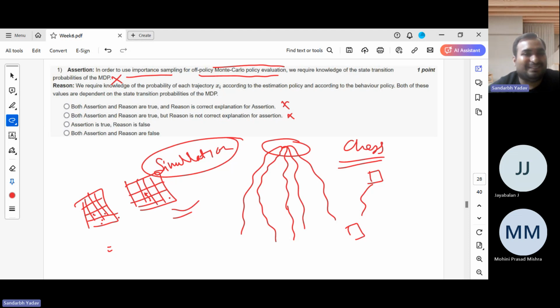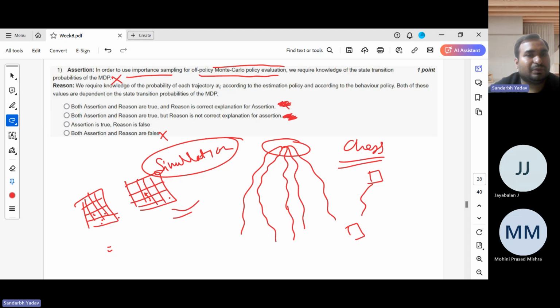Again, I won't give you the answer, but you need to understand whether the reason is true or false. If the assertion is true, then definitely the reason is true. Okay, this is not there. So these two are still possible. The reason could be true or false.